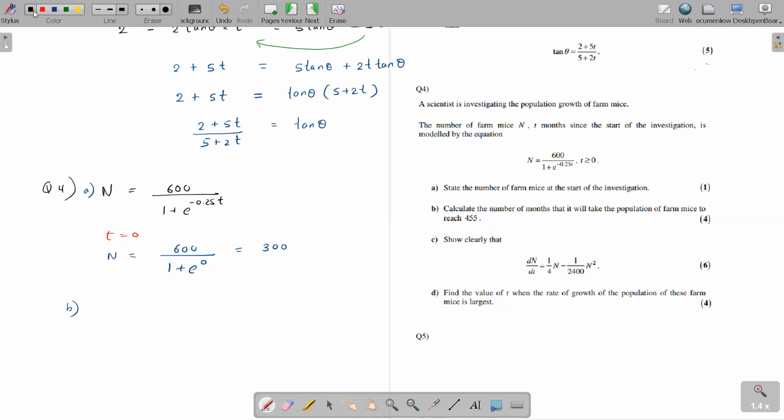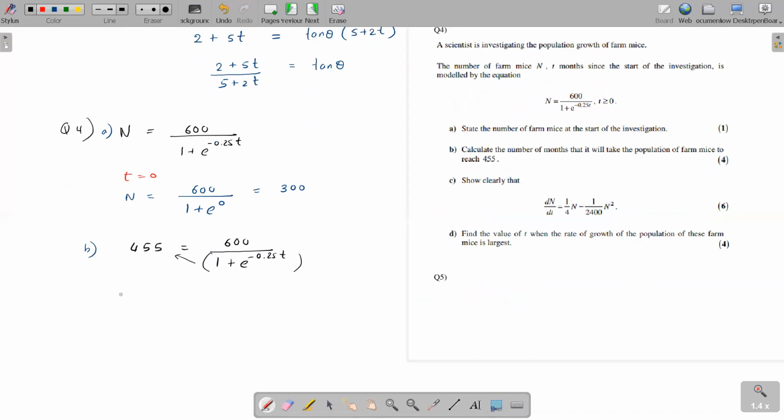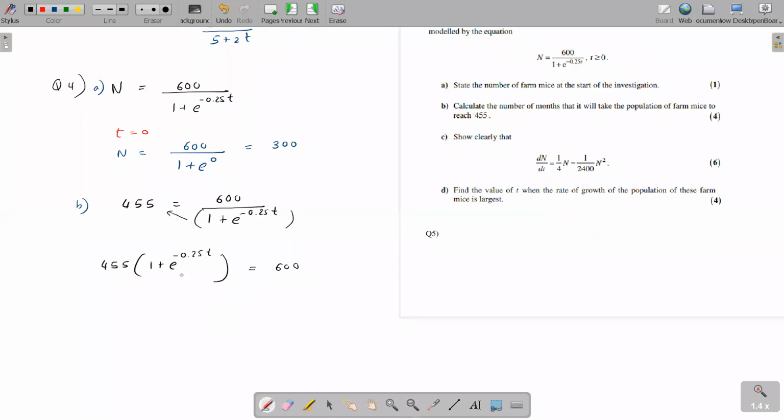So N equals 455 equals 600 over 1 plus e to the power negative 0.25t. So I take it to the other side. It's a matter of making t the subject. So 455 times (1 plus e to the power minus 0.25t) equals 600. If I take the 455 to the other side as a division, that is easier, right? Equals 600 divided by 455. Next step, the 1 you could bring to the other side as a minus.